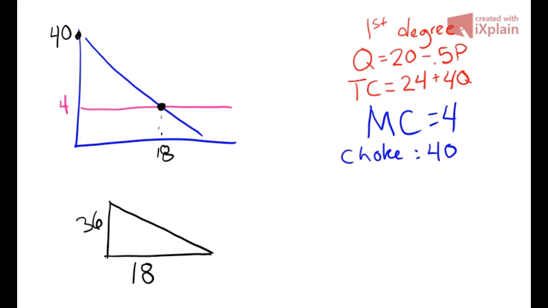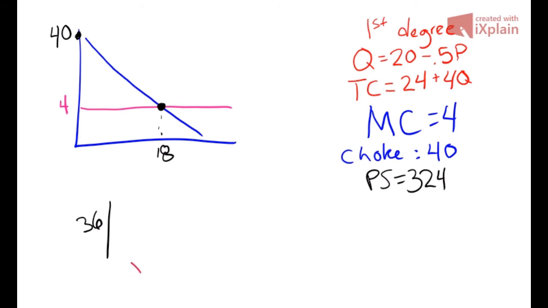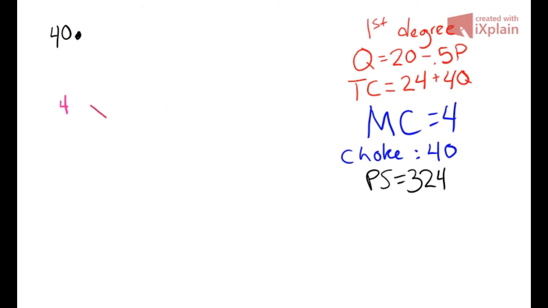So we can do 1/2 base times height. So 1/2 times 36 times 18 gives us an area of 324. And that is our producer surplus, is equal to 324. So now we have even more information that can go into answering our question, where we're trying to calculate the profits that we have from this basic setup here.